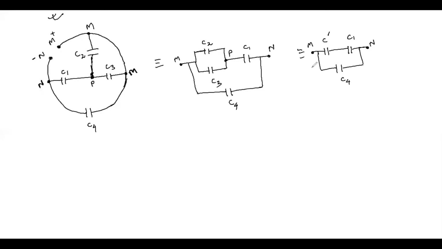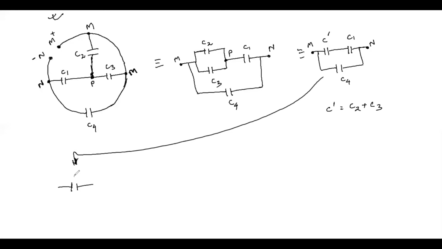So in this way, if you use C dash, since it is a parallel combination, it is nothing but C2 plus C3. And again, if you redraw this, you will see that you will have a capacitor C double dash, which is in parallel to C4 between the terminals M and N. Right? So in this way you will be able to solve this.